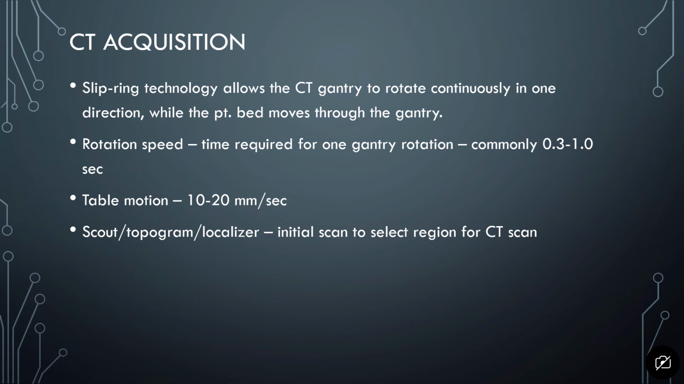And then when you're doing a CT acquisition, the very first picture that you take is a scout. Depending on the manufacturer, this could be called a scout, a topogram, or a localizer scan. It's all the same thing. It's that initial scan that allows you to select the anatomical regions or parameters for the study.